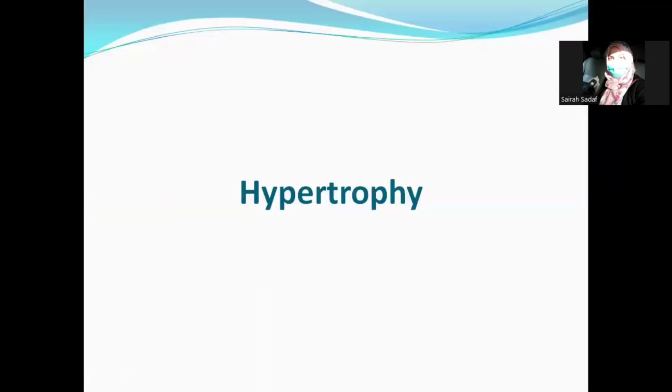Okay, now that's really cool. So every one of you now knows very well and understood how to determine the axis of the heart.